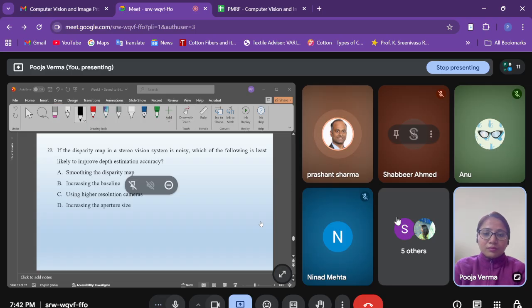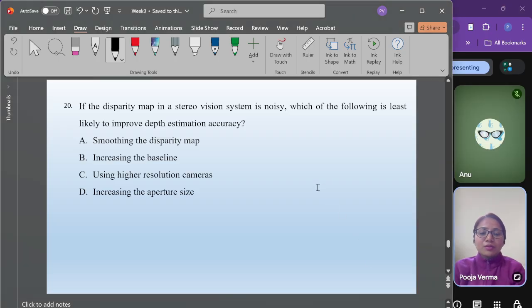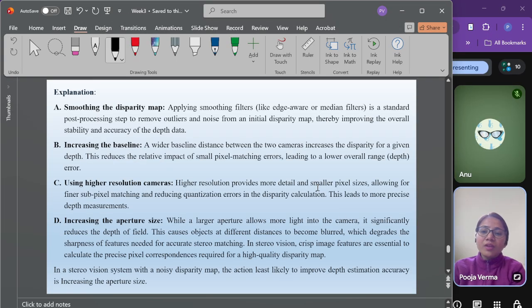Increasing the baseline. Okay. So let's see the solution here. So we will go again, option by option.